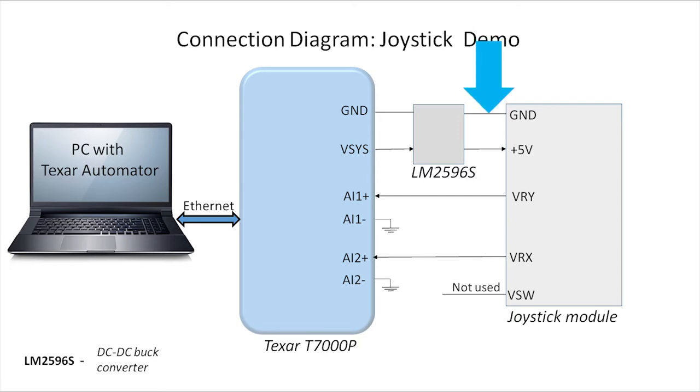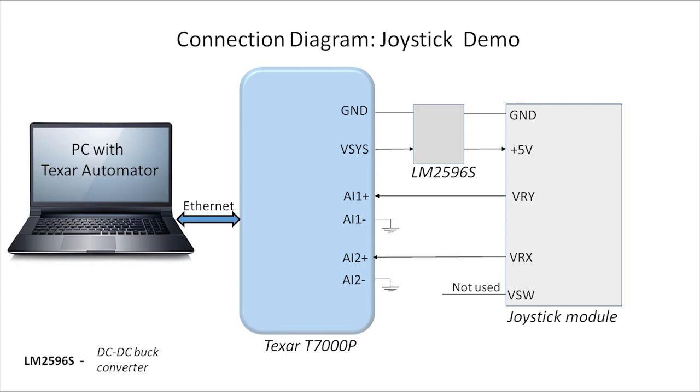This is the ground line. The plus 5 volts is the voltage supply from a DC-DC buck regulator. VRX and VRY are the instantaneous voltage values based on the X and Y position of the joystick. They are connected to the analog input pins, AI2+ and AI1+ of T7000P. The corresponding AI- pins are connected to the ground. VSW is a switch on the joystick, but it is not used in this demo and is left open.